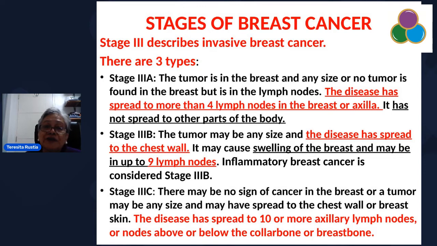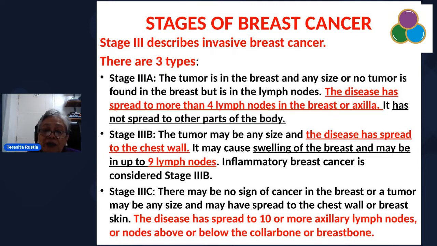Now, another, stage 3. There are 3 stages. Okay? This is truly a very invasive breast cancer already. There are 3 types. 3A, the tumor is in the breast and any size, or no tumor is found in the breast but is in the lymph nodes. So there could be no tumor or mass, but the disease has spread to more than four lymph nodes, which could be in the breast or in the axillary area, but it has not spread yet to the other parts of the body.